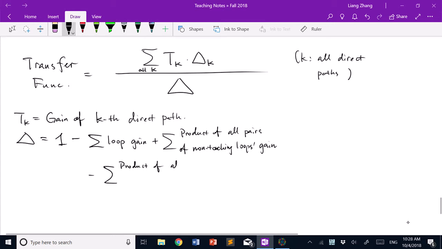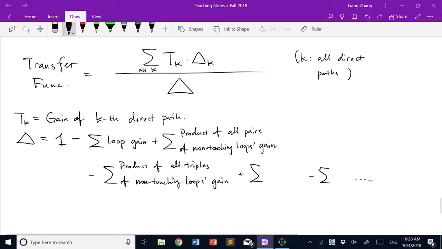This will be the product of all triples. So we find combinations of 3 loops that are non-touching. Calculate the product of all 3 loop gains and add everyone together, and then of course plus, those will be the quadruple ones, minus 5 in the combination, and so on and so forth.